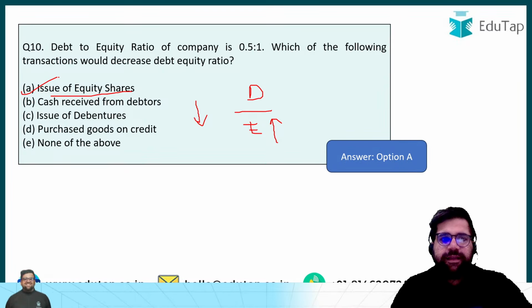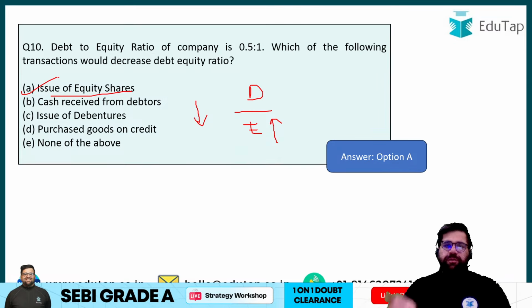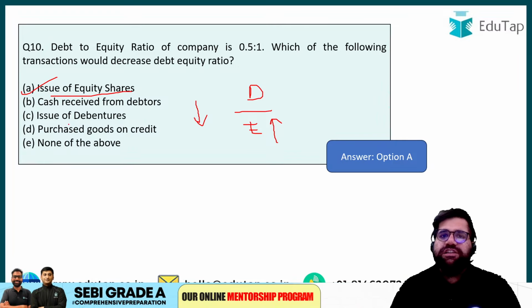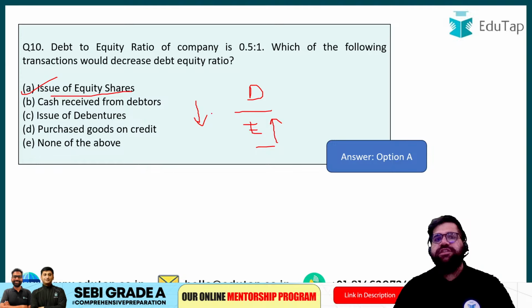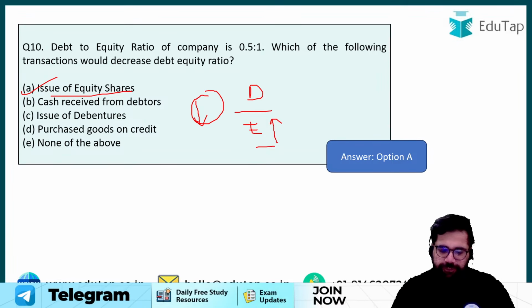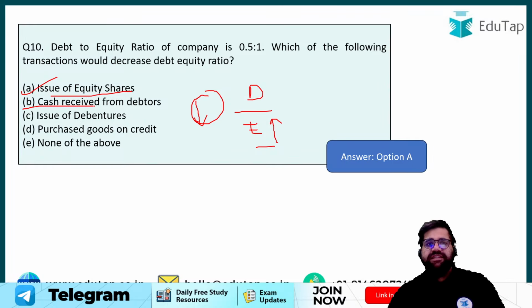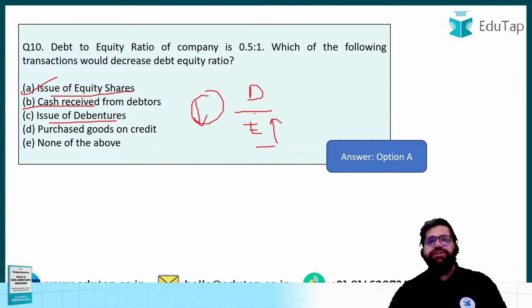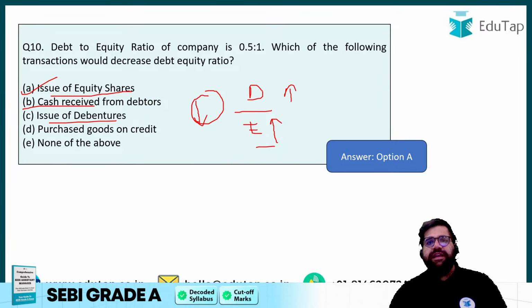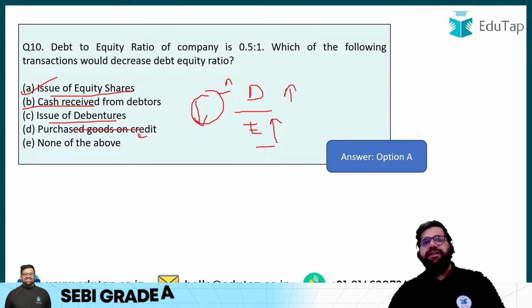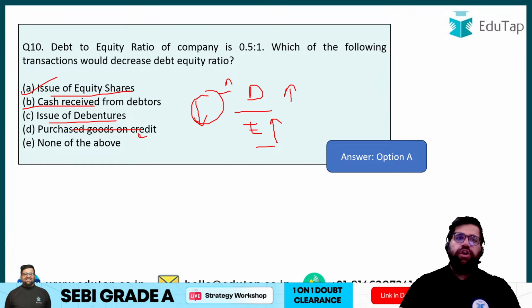Although it was very easy and you could have directly solved it, right? If your numerator increases, then the value of the fraction increases. If your denominator increases, the value of the fraction will fall. So equity is increasing in the first transaction, which will lead to the fall of debt to equity. Therefore, your answer will be option A. Cash receipt from debtors will not affect anything, because your asset side is getting impacted. Issue of debentures increases your debt, and once debt increases, the value of the fraction increases. Purchase of goods on credit will not impact long-term debt, only short-term debt will be affected. So the answer will be option A over here.